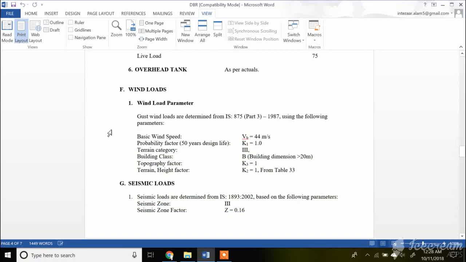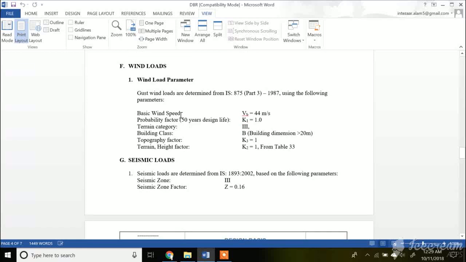Now the wind load as per IS 875 part 3. The building I am proposing is in Mumbai, where the basic wind speed is 44 m/s. Probability factor I've taken as 1, terrain category 3, building class B, dimension greater than 20. Based on the dimension and height, your building class is decided. Topography factor K3 is 1, and the terrain and height factor K2 is from the table. We will actually do these calculations. If you want a brief idea of wind load calculation, I've already uploaded a wind load video using IS 875 part 3.